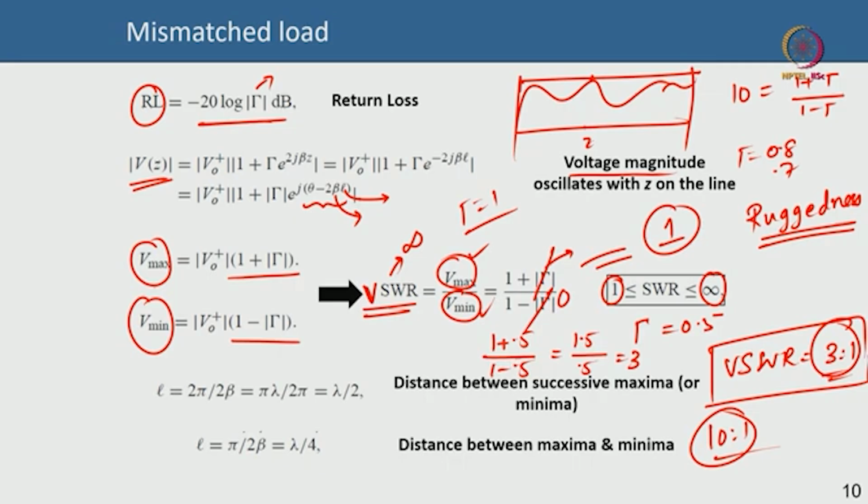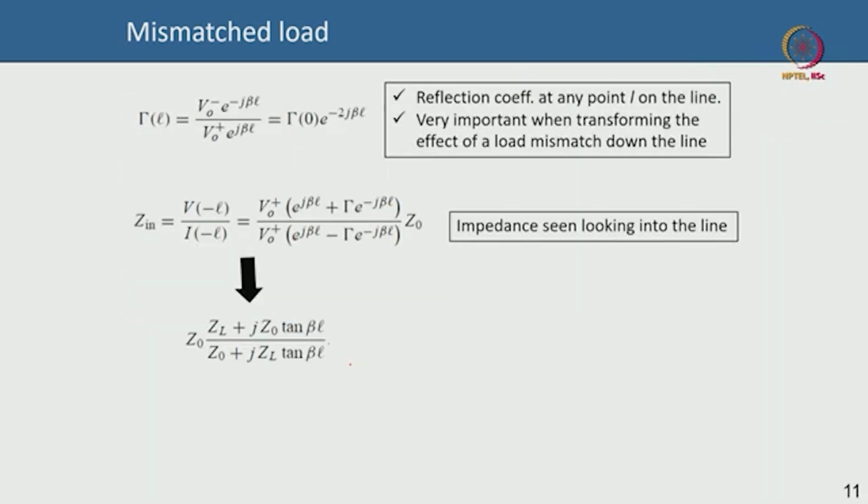It is a very important concept in your microwave engineering. Okay, fine. And the distance between a maxima and a minima is of course lambda by 4. Distance between successive maxima or minima is lambda by 2. So that is pretty much basic. Now you can actually derive the reflection coefficient gamma as a function of L. What is L? L is the position on the line, any point L on the line, and you can see that this corresponds to an expression like that.